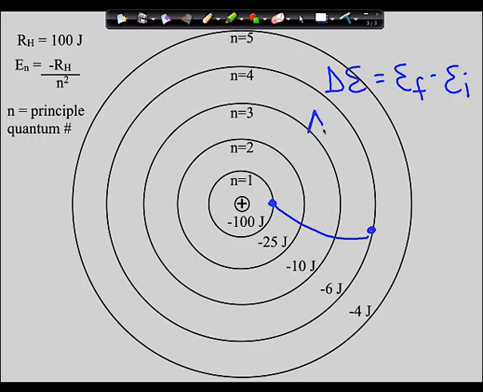So the change in energy, our final position is -6 joules minus our initial position, which is -100 joules. Now when we do the math, -6 minus -100 gives us what? +94 joules. So the 94 is the amount of energy that we needed to add. What does the positive tell us?